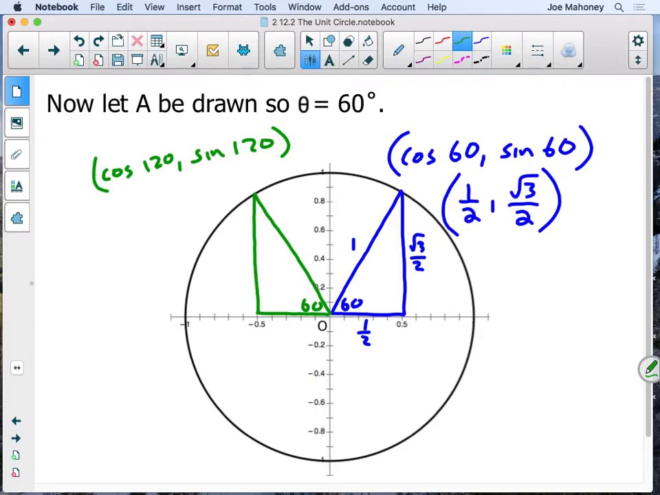In this case, the x value is negative. So the cosine of 120 is negative 1/2. The sine of 120 is the square root of 3 over 2.